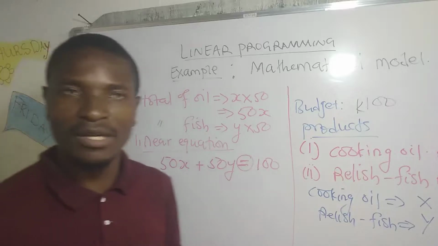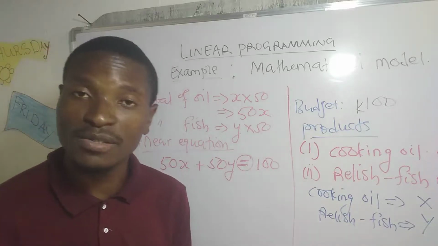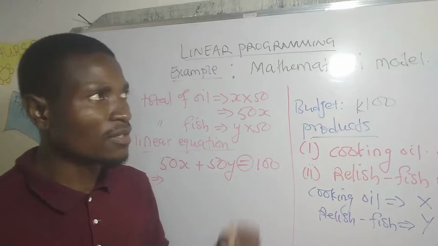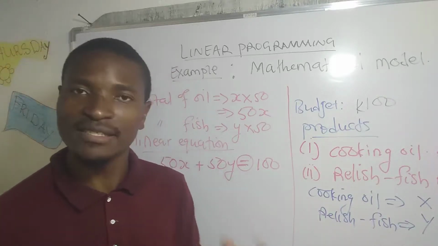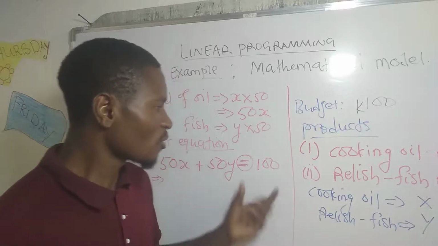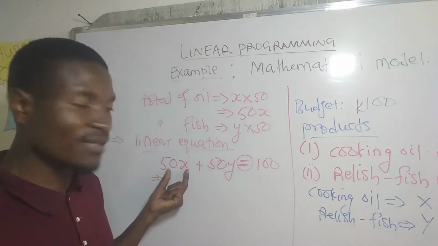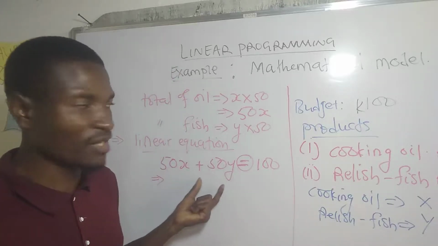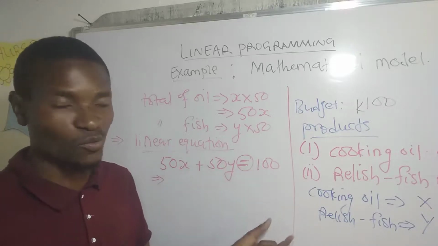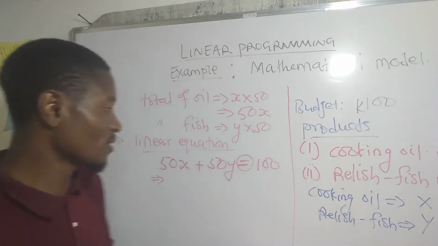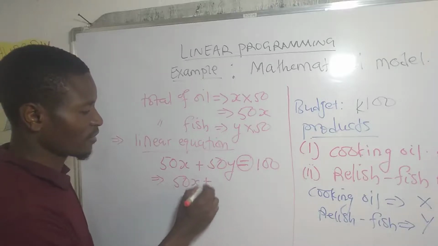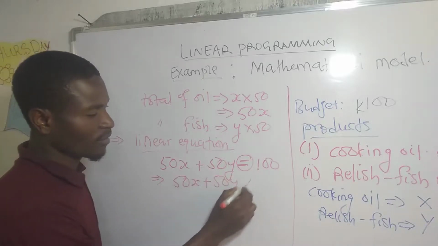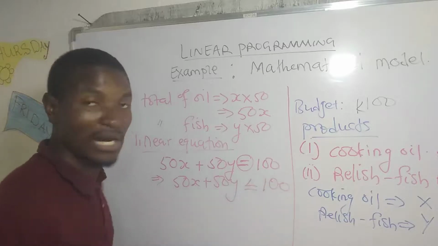Now, under linear programming, most of the time the equal sign is not what we are looking for. We are looking for a condition that will predict what it is that we want. When we sum up what we are buying together, it should not exceed 100 kwacha. So what we normally do is put a symbol there. It's going to be 50x plus 50y is less than or equal to 100.